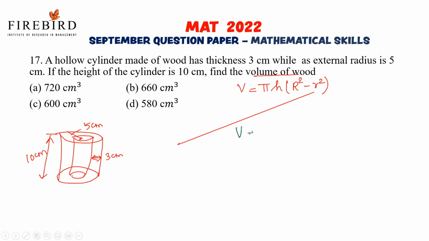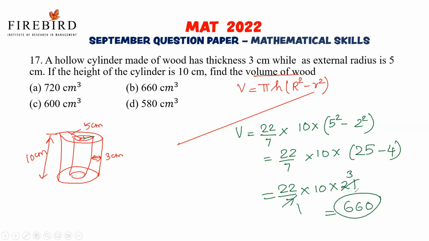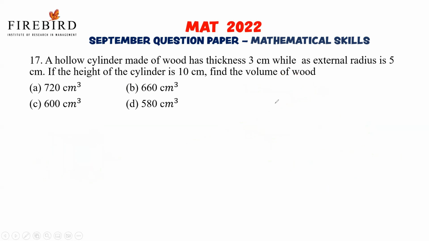So volume is equal to pi, 22 by 7, into height 10 centimeter, into capital R square 5 square minus, and the internal radius will be 2 square. So 22 by 7 into 10, 5 square is 25, 2 square is 4. So 22 by 7 into 10 into 21. So 7 one times, 3 times. So 66 into 10, 660 centimeter cube is your answer. We'll move on to the next question.